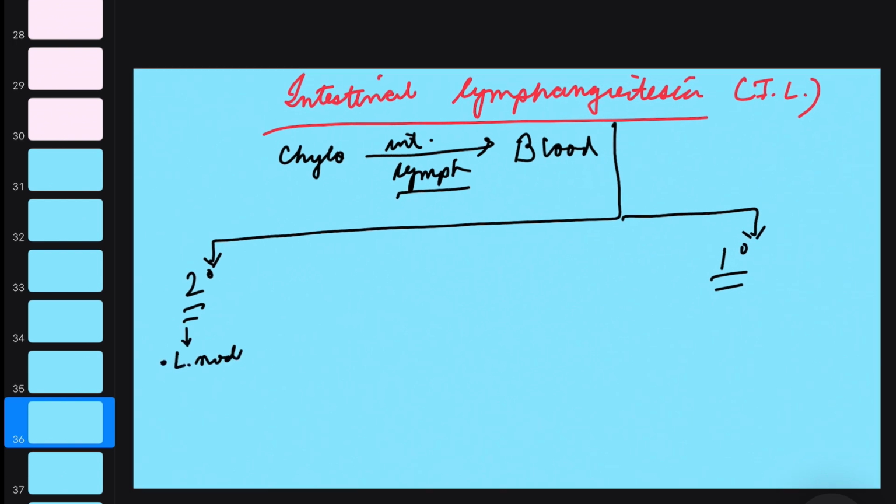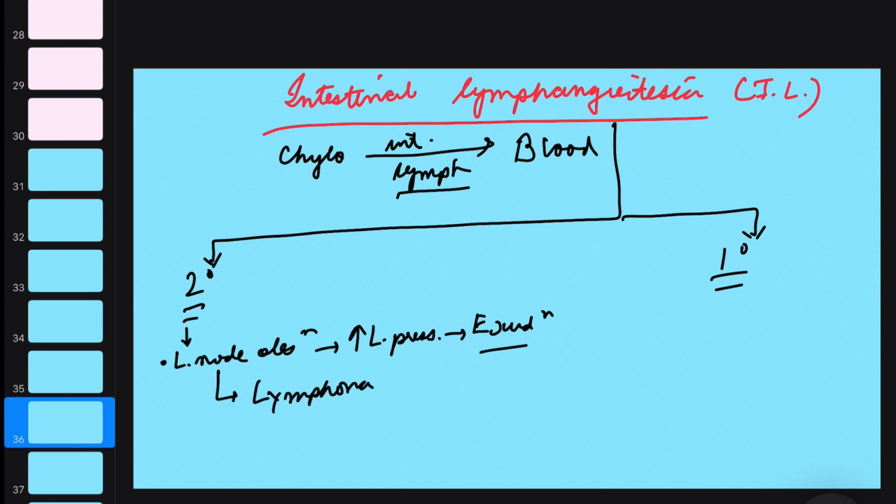First of all, lymph node obstruction. Wherever you get lymphadenitis, wherever you get lymph nodes getting enlarged, whatever conditions it might be, it will lead to increased lymphatic pressure and exudation. So the lymph will spill out from the lymphatics into the GI tract itself. Where exactly do you get lymph node obstruction? Very easy. I'll get it in lymphomas, and I will also get it in Crohn's disease. We'll see what Crohn's disease is later.